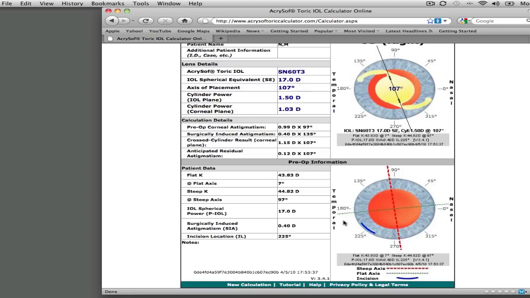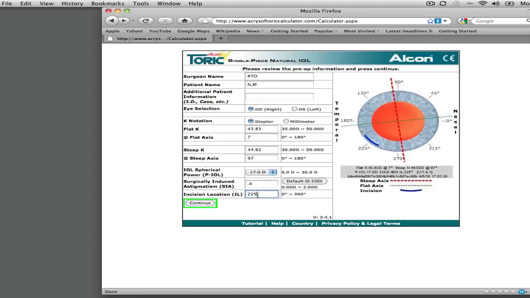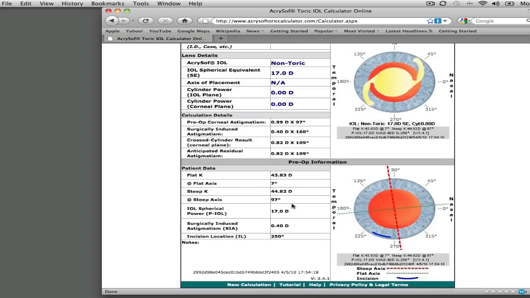Now let's see about moving the incision toward the steep axis. I couldn't move it to this position here, but we'll move it close to it. Click on the back arrow, and let's move this to 250 degrees. And then check it again, and then click again. Now this reduced the astigmatism to 0.82 diopters at 109 degrees, but this is not adequate for a presbyopic correcting lens, so in this particular case we'll do an LRI.